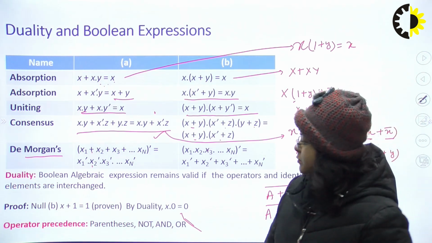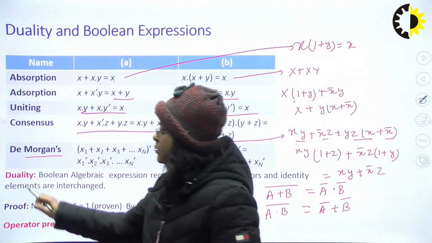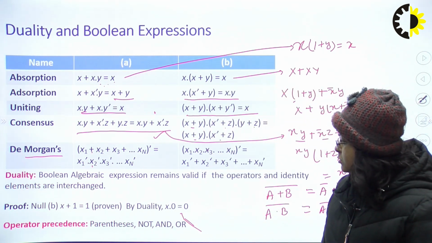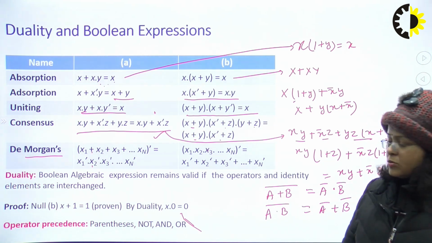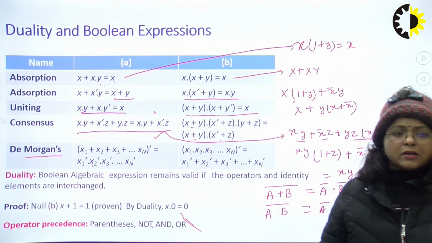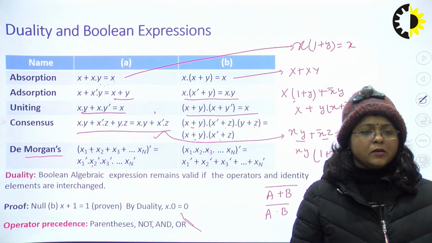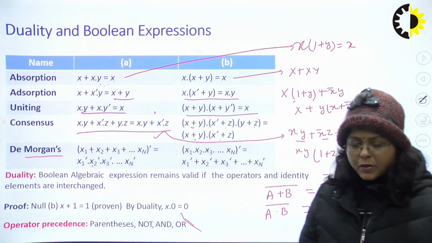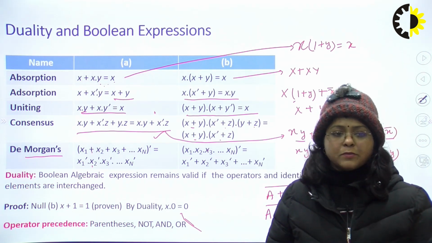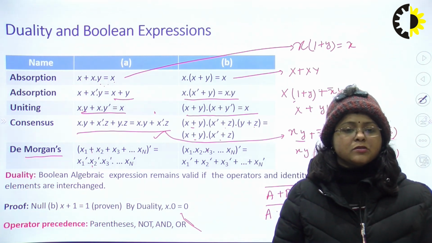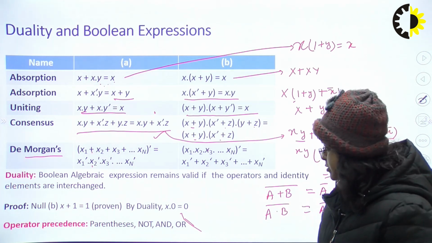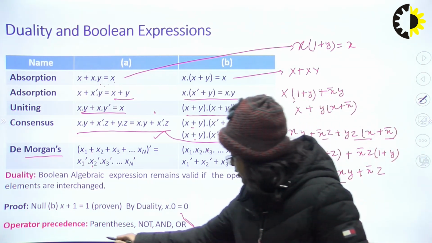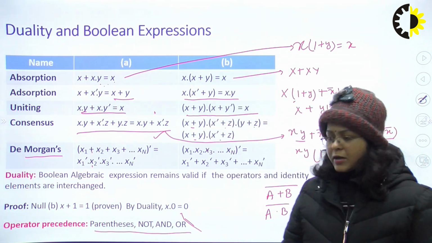Next is the duality theorem, which is nothing but a statement of De Morgan. Duality is also used to convert dot to plus and plus to dot. It states that if we replace any variable with its complement and replace dot by plus and plus by dot, the obtained expression is the dual of the original expression. To solve any equation, the order of precedence will be first parenthesis, then NOT, then AND, then OR.